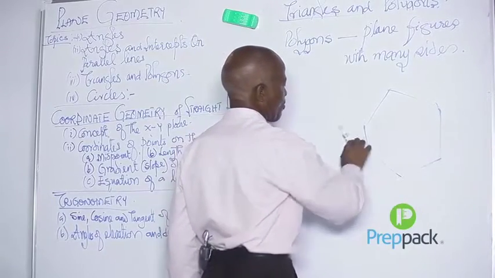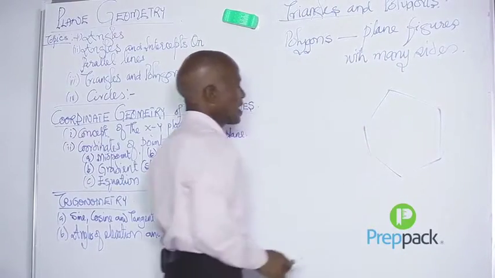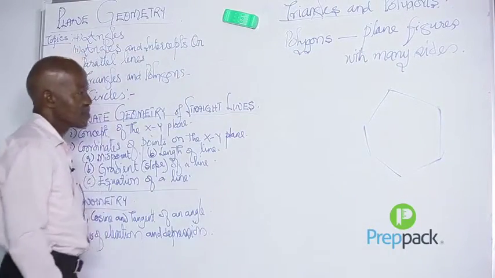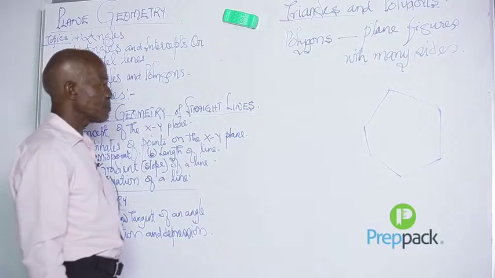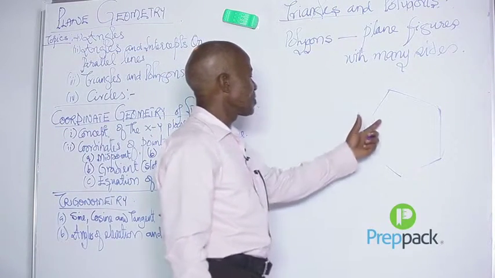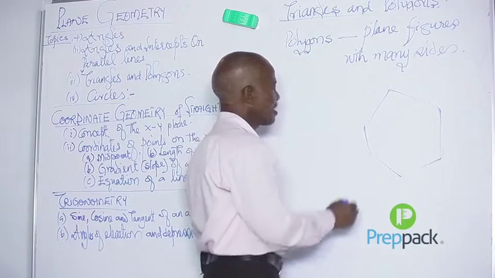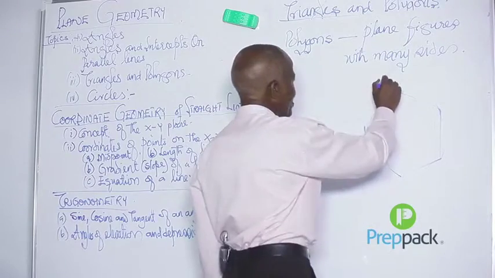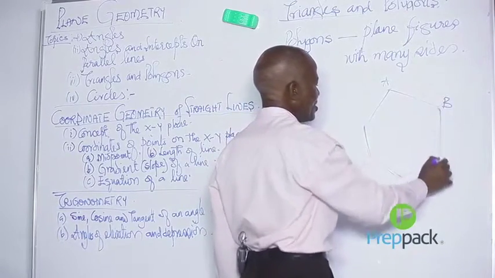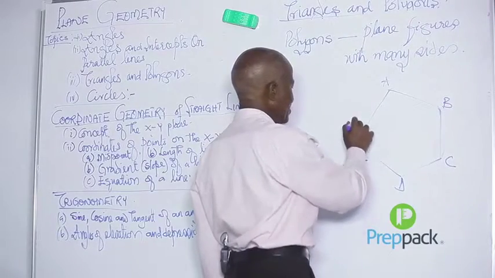One, two, three, four, five, six. Okay, it's a six-sided figure. If I'm looking for the, what do you call it? The sum of the interior angles. Okay, this is A, B, C, D, E, F.